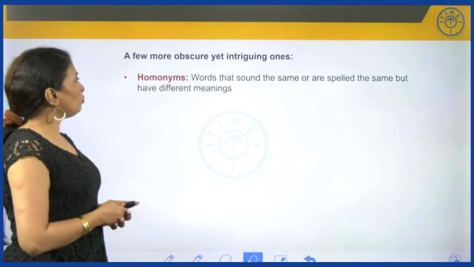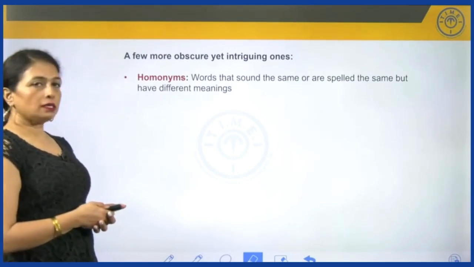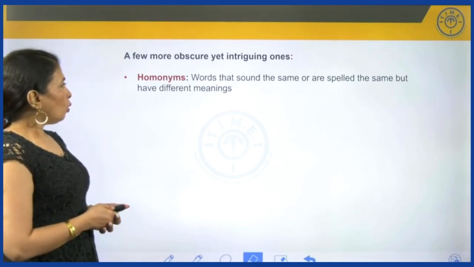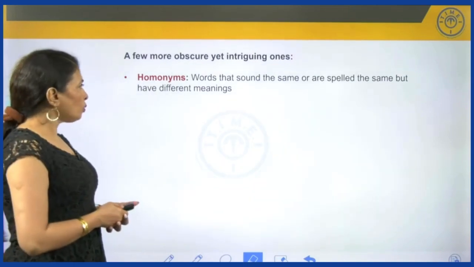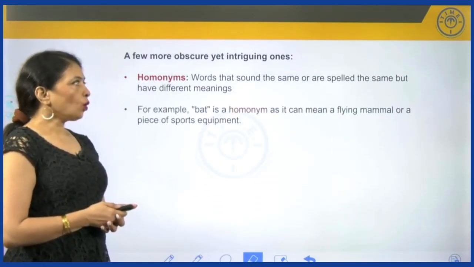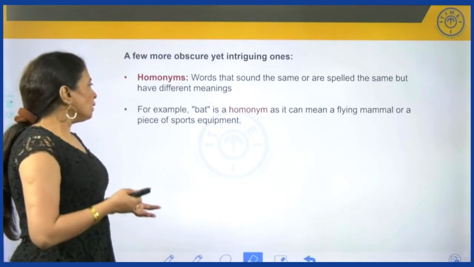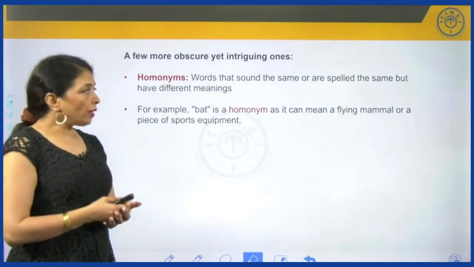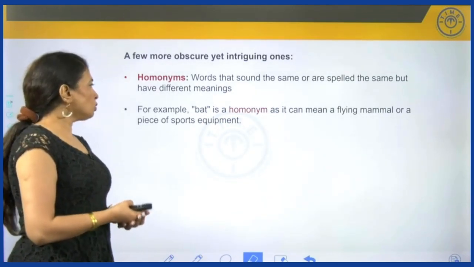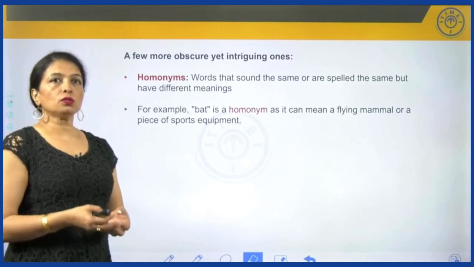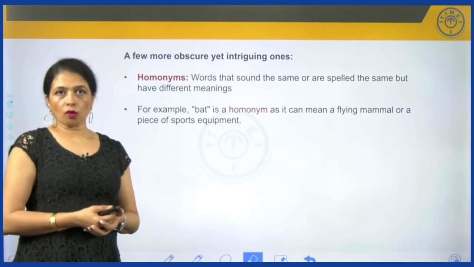Now, we have a few more obscure yet intriguing ones, and the next in the list is homonyms. Homo, words that sound the same. Homo is same and homonyms are words that sound the same or are spelled the same but have different meanings. So, bat is a homonym. Why? Because it can mean a flying mammal, and it can also be the name given to a piece of sport equipment. So, bat is an example of a homonym.